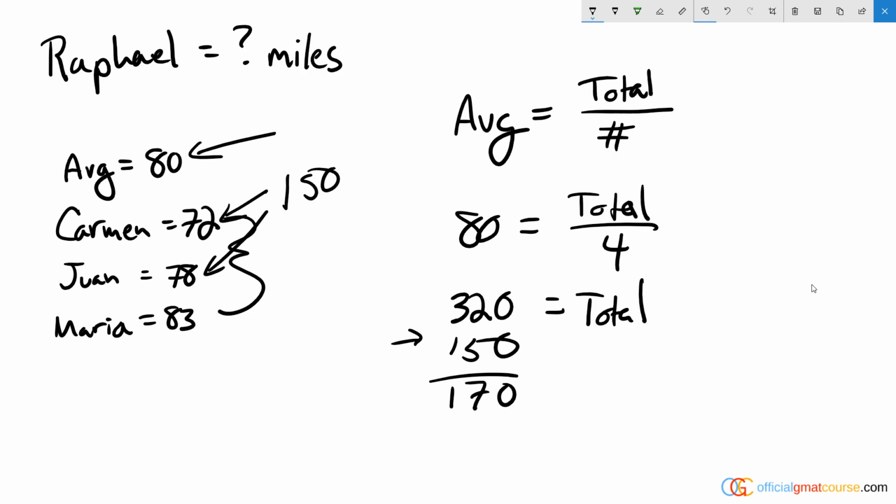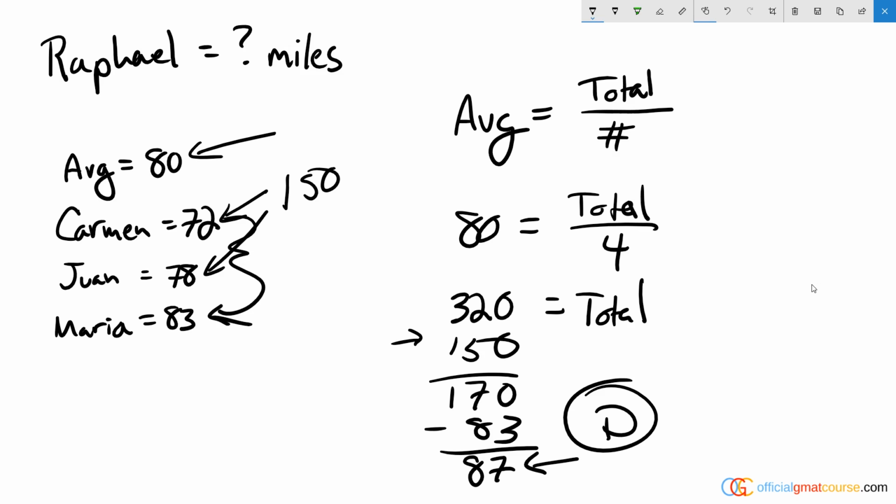And I am now subtracting the 83 from Maria. And that is going to leave me with 87, which is an answer choice. So 87 is my answer. That is answer choice D.